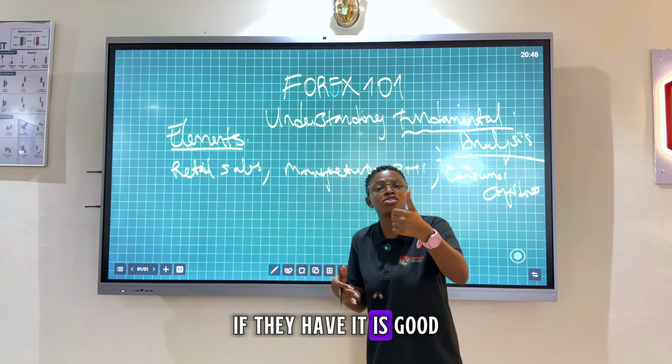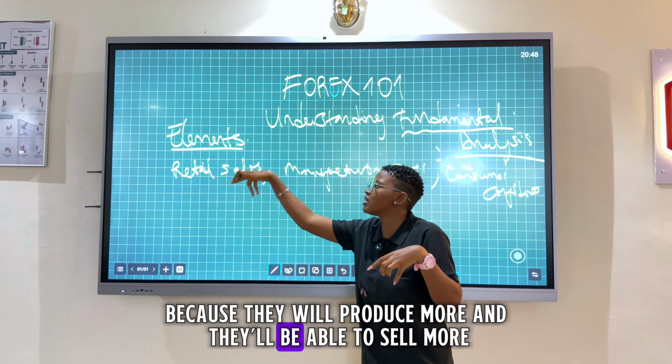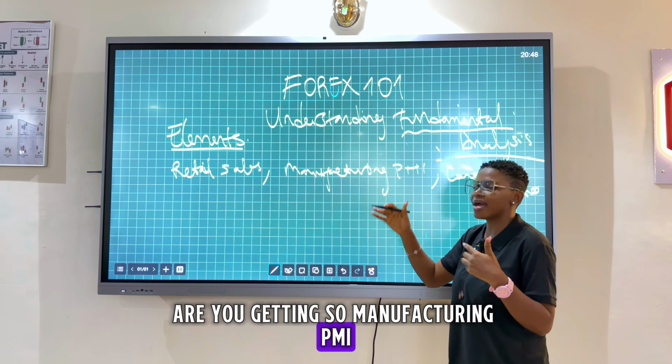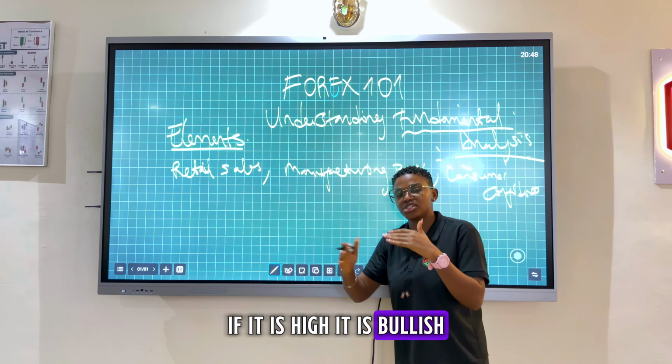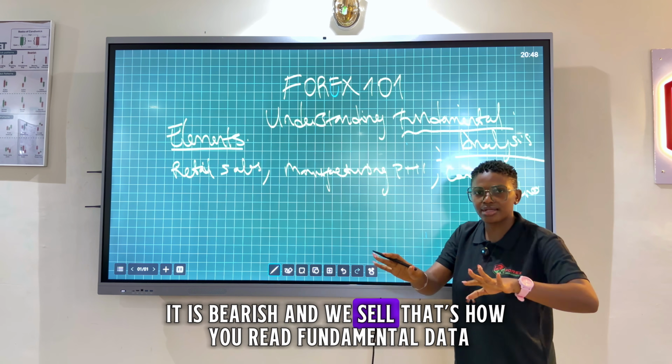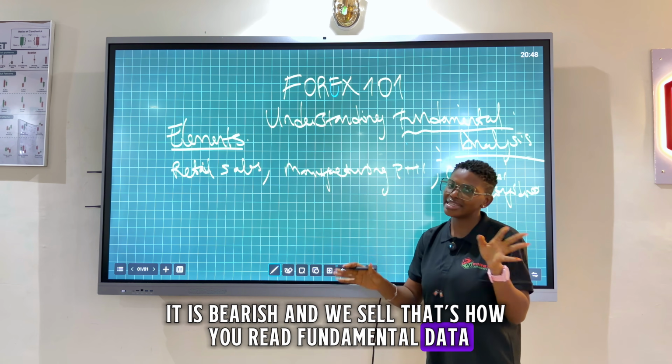If they have, it is good because they will produce more and they'll be able to sell more. So manufacturing PMI, if it is high, it is bullish, it is positive, we buy. If it is low, it is negative, it is bearish, and we sell. That's how you read fundamental data.